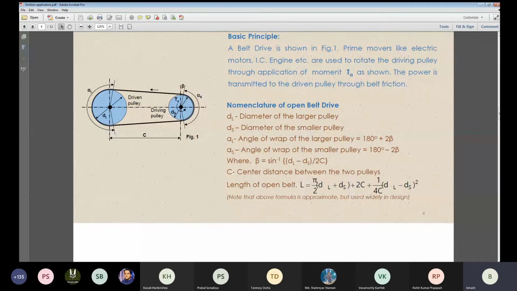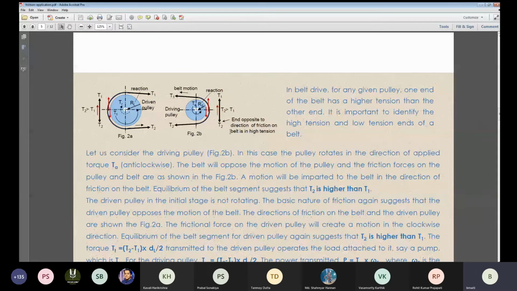The power transmitted by the motor is transferred to this particular pulley, which was earlier without any motion, and it gets the motion from this belt by virtue of the friction contact from the pulley. So that is the thing. The driving pulley is already a powered pulley.